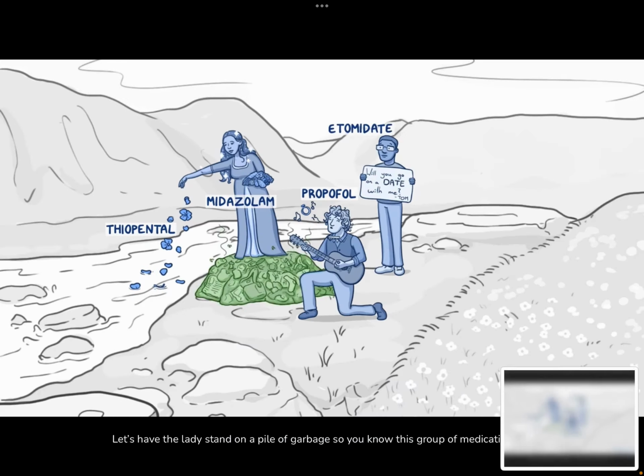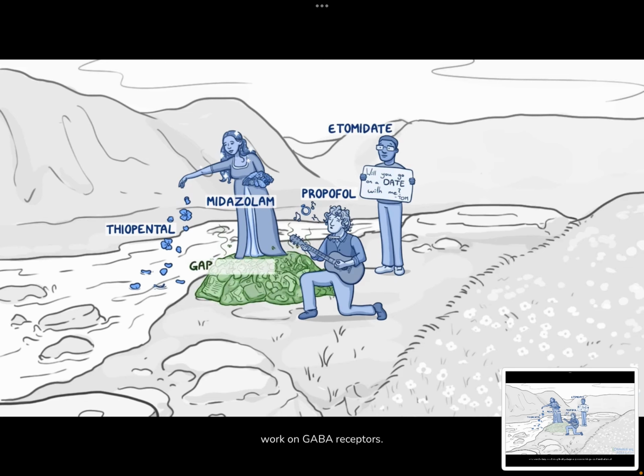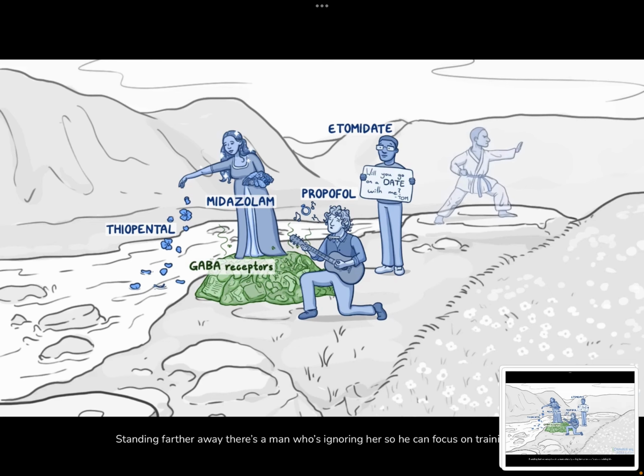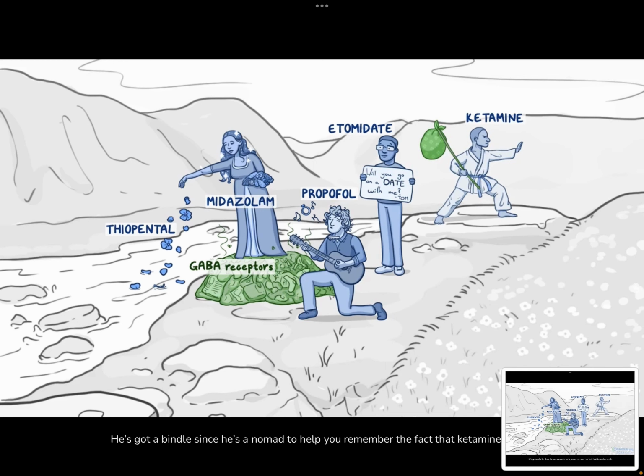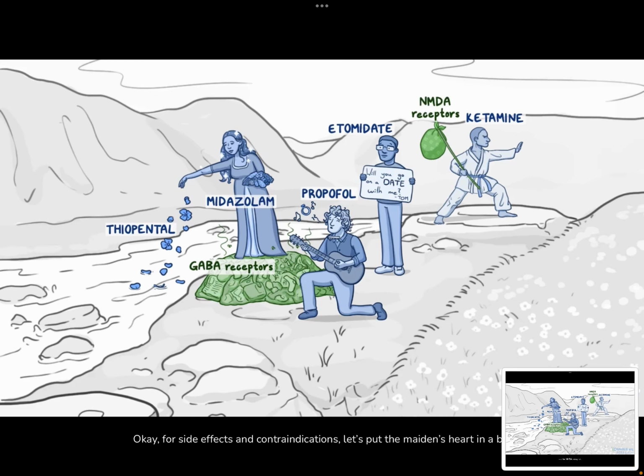You can tell she's truly dazzling because all these people still want to date her even though she's standing on a pile of garbage. So, these medications all work on GABA receptors. Standing farther away, there's a man who's ignoring her so he can focus on training his karate moves, and he represents ketamine. He's got a bindle since he's a nomad to help you remember the fact that ketamine works on the NMDA receptor.